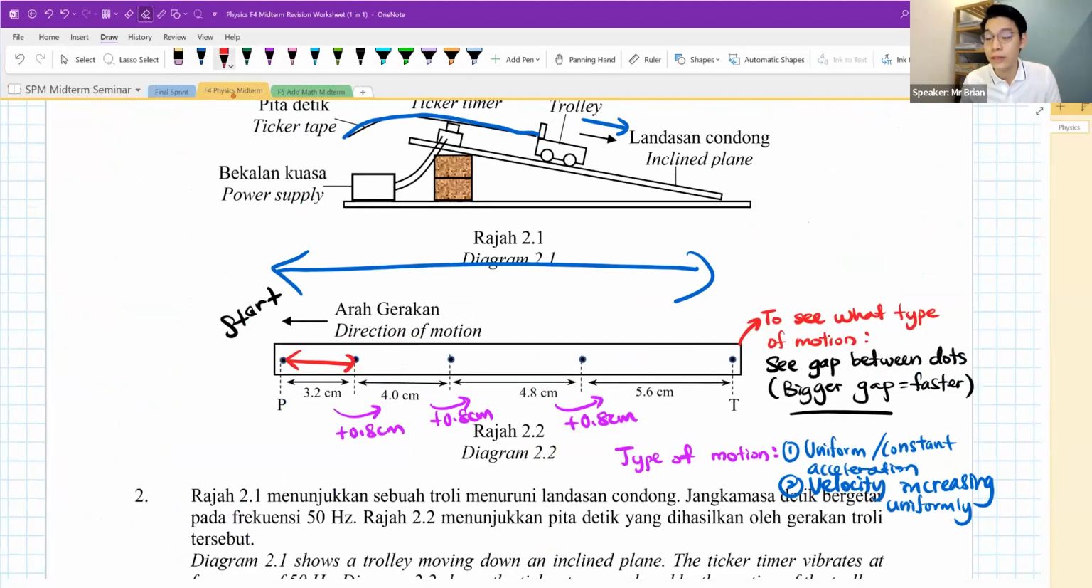This will give you the initial velocity. So to find out the initial velocity here, I will do the distance right here divided by the time here. Just from the first dot to the second dot. Just for the front part, I want to know what is the speed or the velocity right there. Distance divided by the time for one gap there.